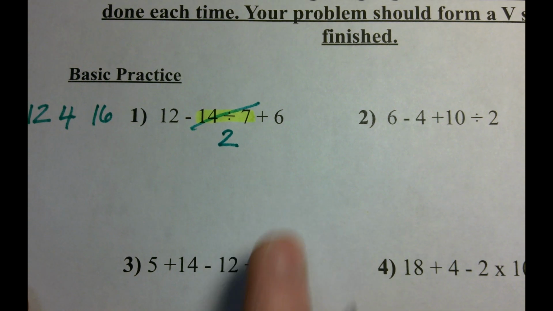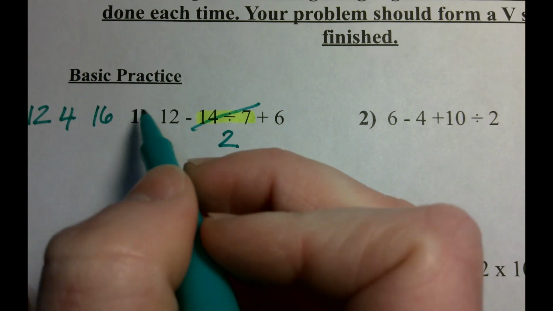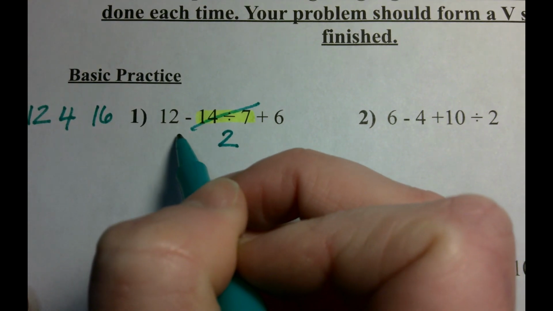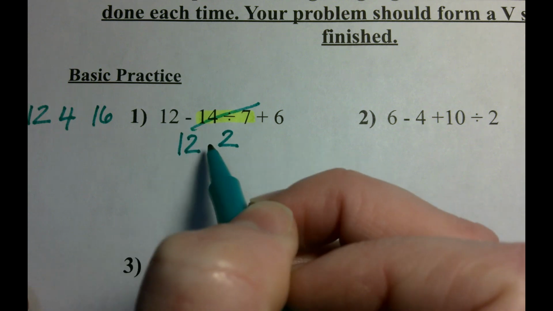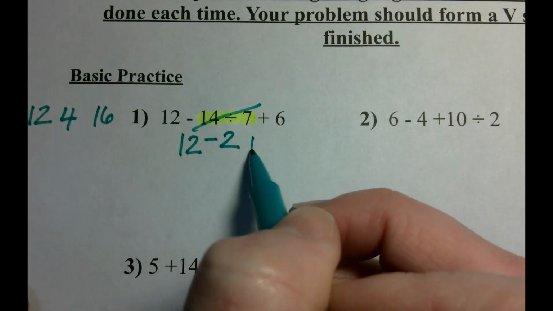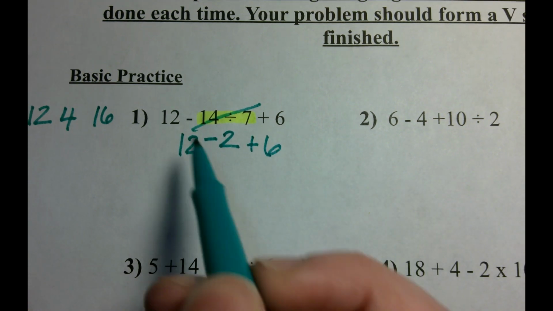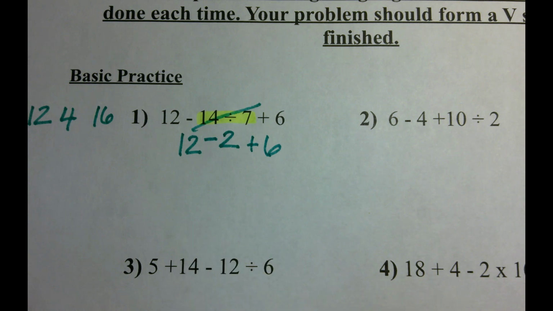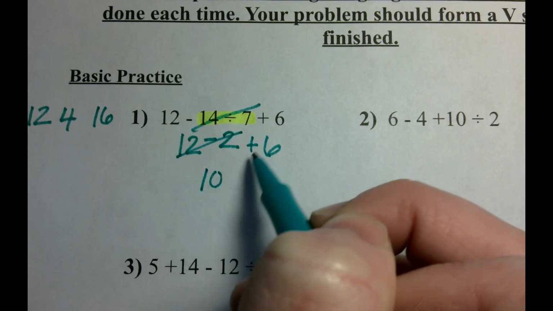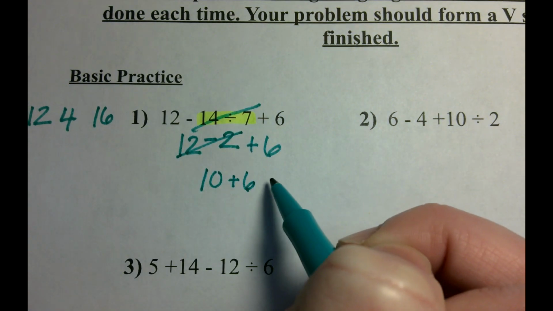What do I do next? You bring 12 down, minus 2, and plus 6. Yes, let's bring everything down. I've got 12 still minus 2, which is 10, plus 6. 10 plus 6. Yeah. 12 minus 2 is 10. Yep. Plus 6 is 16. 16.